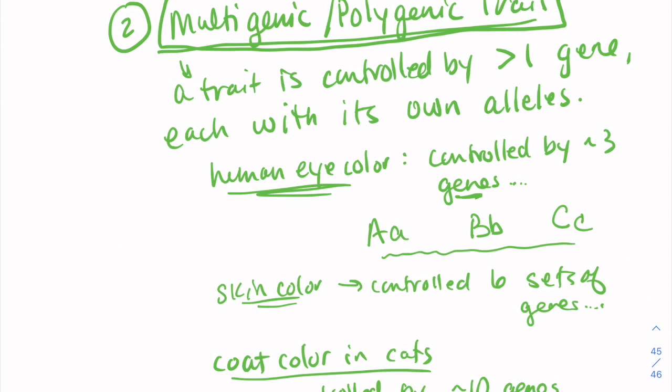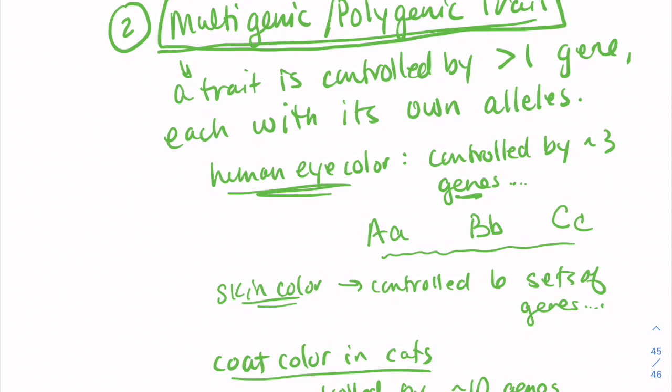Controlled by about 10 genes or so. It is insane. And that's a really great lab, and I'm so bummed you all didn't get a chance to do it, because it's a really fun lab too, and we get to look at all kinds of cat colors. But hey, that's the way the pandemic rolls.